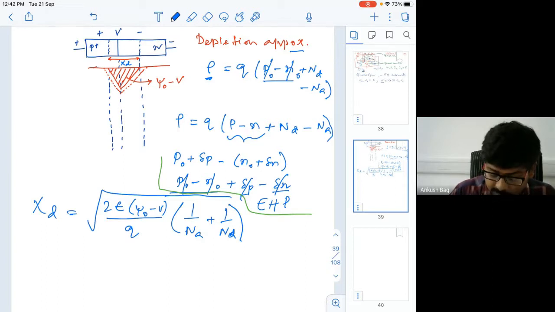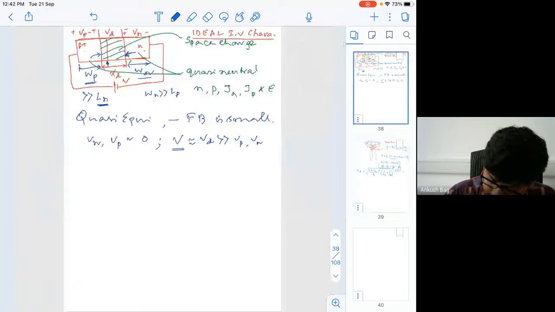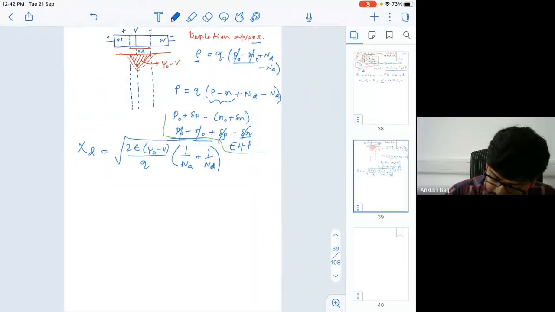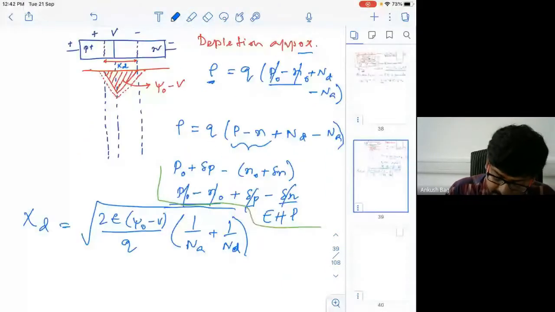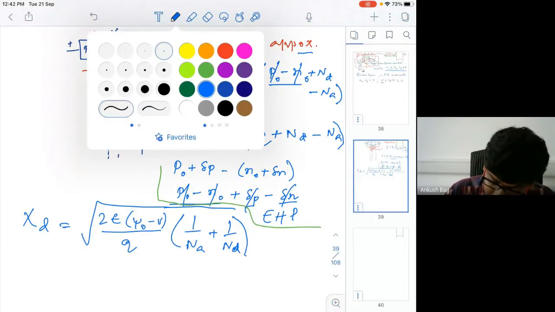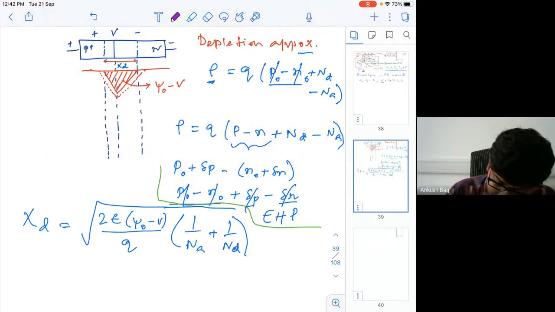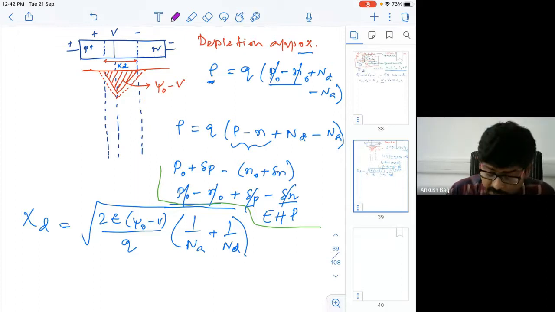This is very important, because this Np variation will also give us the Jn Jp variation, because we need to find out those five parameters. So now let us try to understand what will be the carrier concentration variation, or electron or hole concentration variation, across this junction under forward bias.